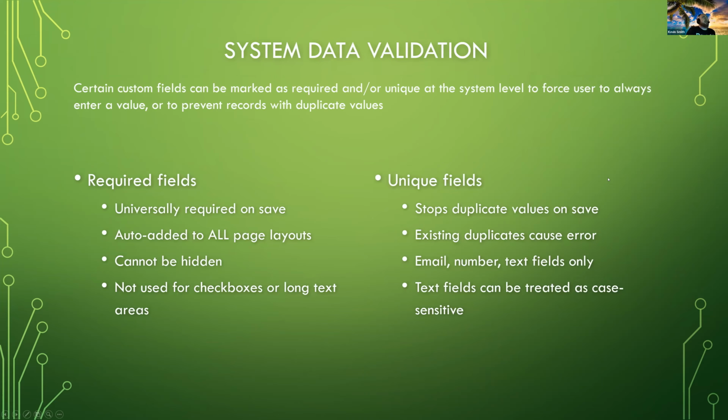So a little bit more on system data validation. Certain custom fields can be marked as required and or unique at the system level to force users to always enter a value or to prevent records with duplicate values. And some of these required fields are universally required on save. So if you have the required field, it's auto added to all page layouts. They cannot be hidden, and they're not used for checkboxes or long text areas.